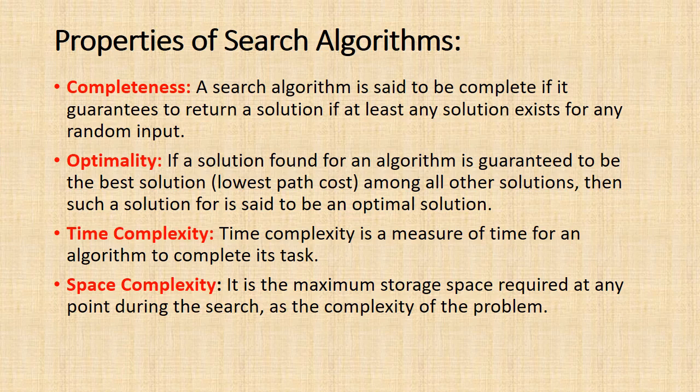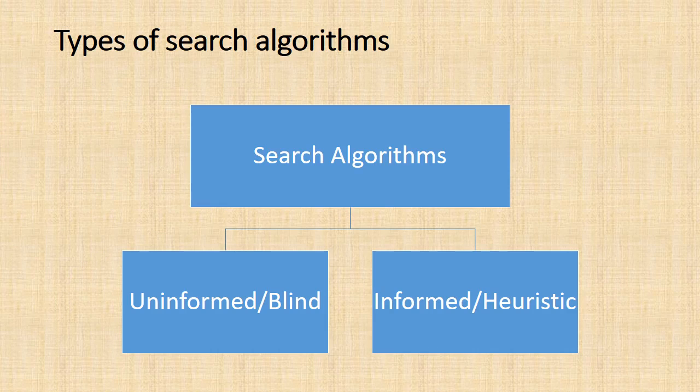Time complexity: a measure of time for an algorithm to complete its task. Space complexity: the maximum storage space required at any point during the search, as a function of the complexity of the problem. There are two types of search algorithms. One is uninformed search or blind search. Second, informed search or heuristic search.